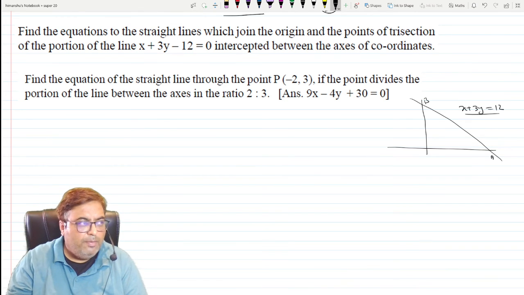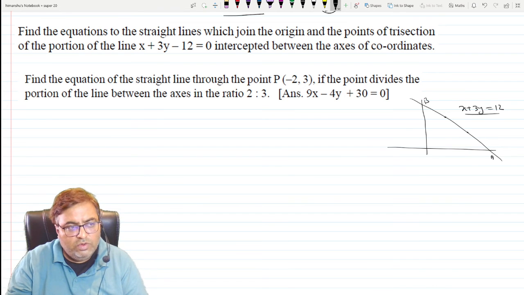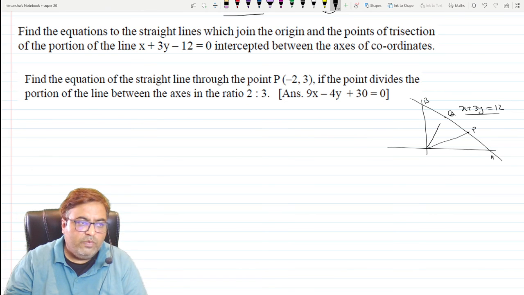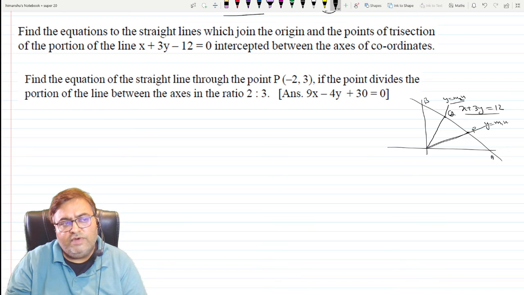Okay, now point of trisection, that means there will be 2 points which will divide it into 3 equal parts. So these 2 points are called points of trisection. Okay. Now you have to find the equation. If this point is P and this point is Q, you have to find the equation of the lines OP and OQ. As both of these lines are passing through origin, one equation will be y equals to m1x and one equation will be y equals to m2x. Okay, so you have to find the slopes.